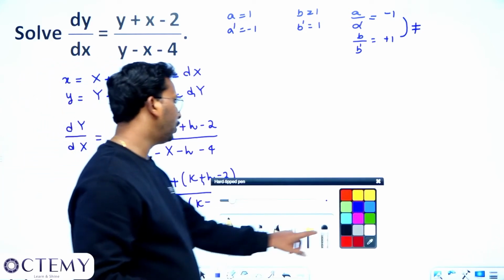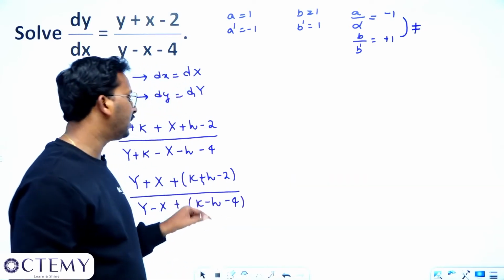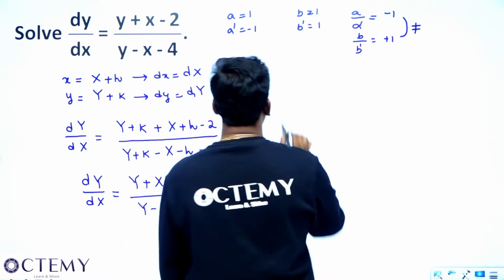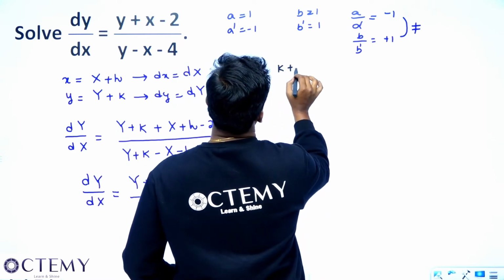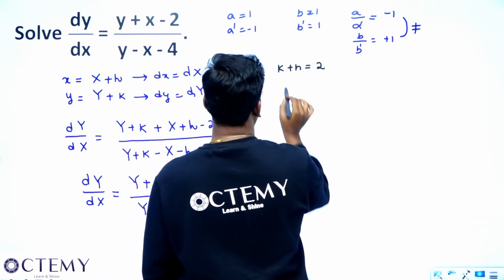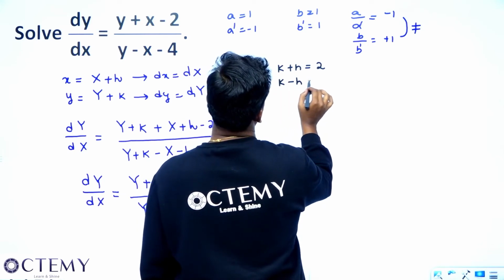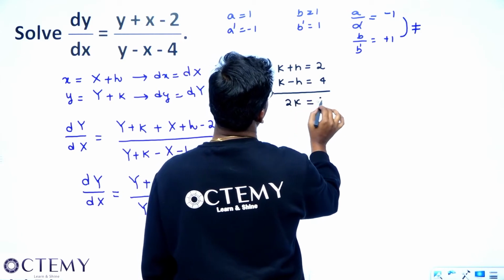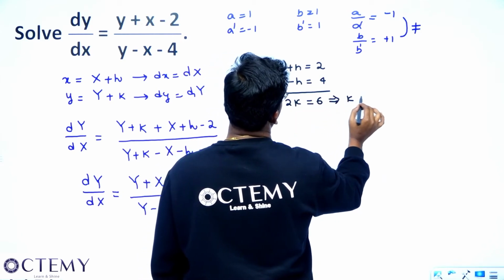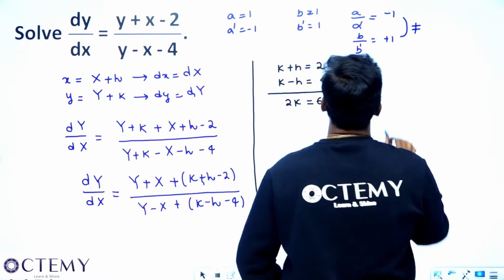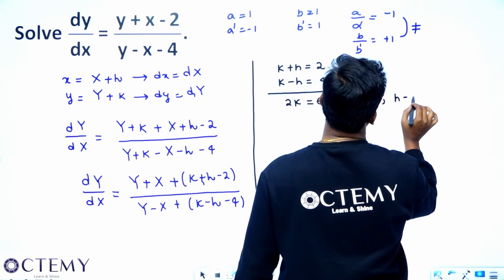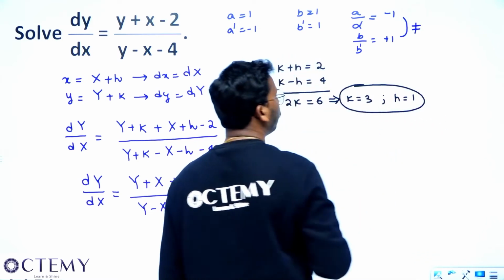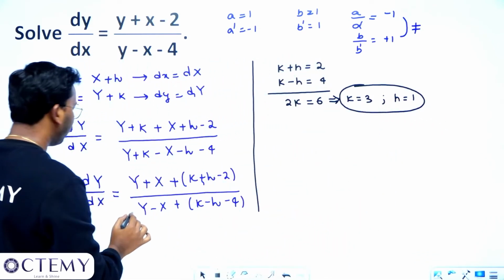Now you have to choose k and h in such a way that these two constants are 0. That means you have to solve them. See sir, how will we solve them? k plus h should be equal to 2 and k minus h should be equal to 4. So when you add them, you will get 2k is equal to 6, which implies k is equal to 3. If k is equal to 3, then h will be equal to 1, right? So when k is equal to 3 and h is equal to 1, what will happen?